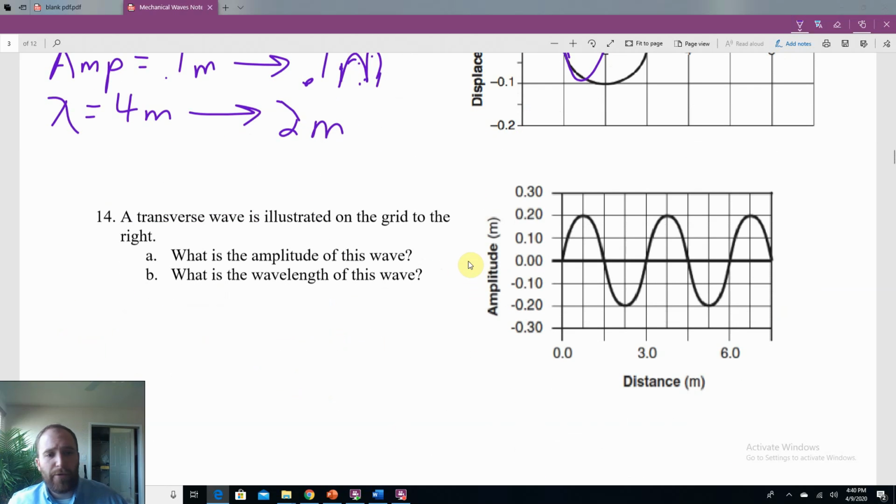One more time for number 4. Try this on your own. I'm going to give you a second to pause it and give this a shot. Which I hope you did.